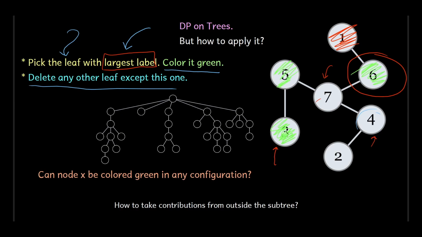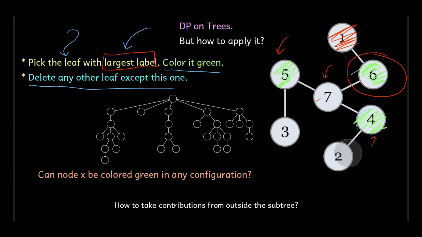You pick the largest leaf, which is 3, but then you delete 2 first, then 4 will get exposed, and now 4 becomes the largest leaf, so 4 gets colored green, and then you delete 3 from your node, and then 5 gets exposed, so 5 will become green, and let's now delete 1, then 6 will become green, and so on.